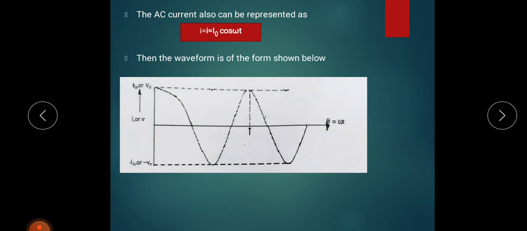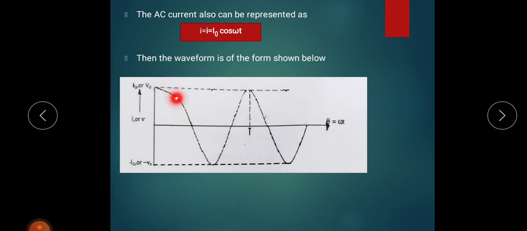But in the case of the cos wave, it starts with the maximum value, the peak value of the alternating current, then it reaches the minimum value. At this point, the instantaneous value of current or voltage becomes 0. In the sinusoidal wave, it starts with the value 0 to the peak value, then again approaches the value 0. This completes one cycle.